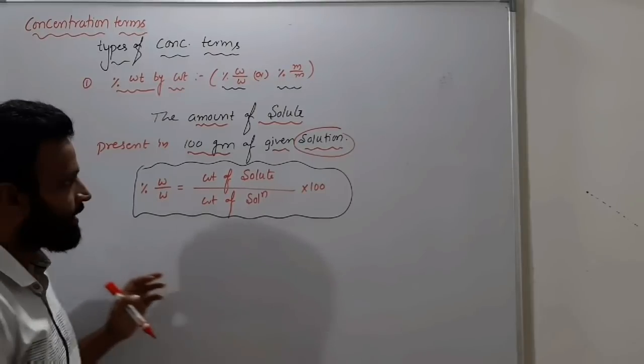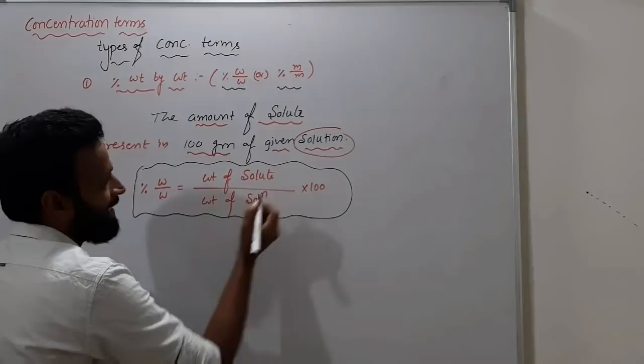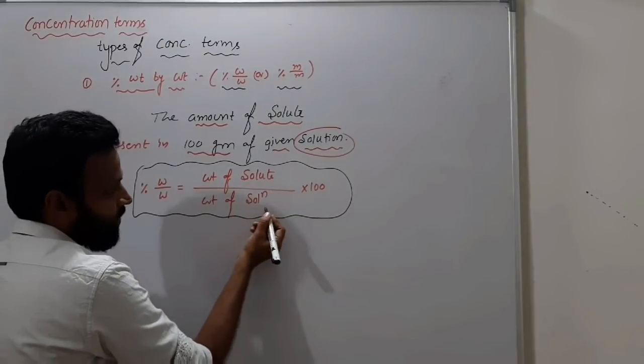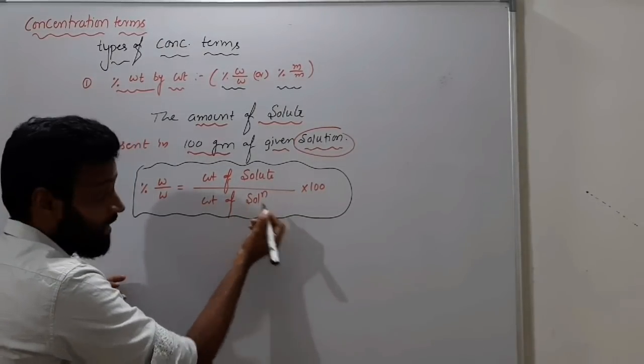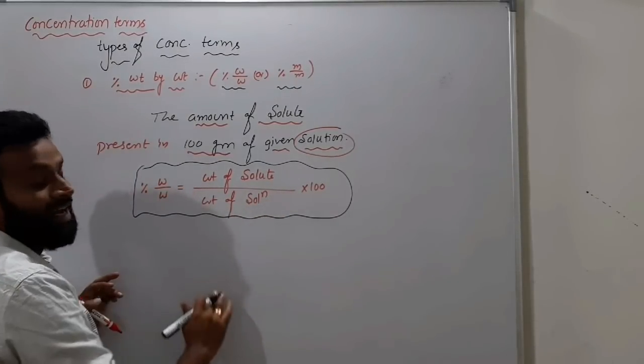Getting what I am saying? So here, whose weight do we have to consider? Solute weight in terms of grams, weight of solvent, weight of solution. Weight of solution means both solute plus solvent weight we have to consider.